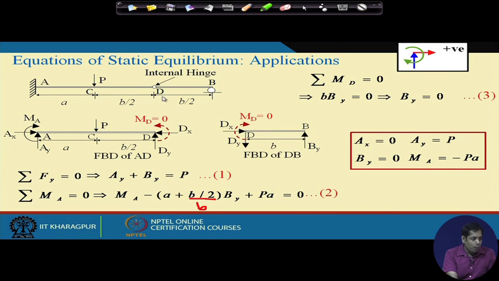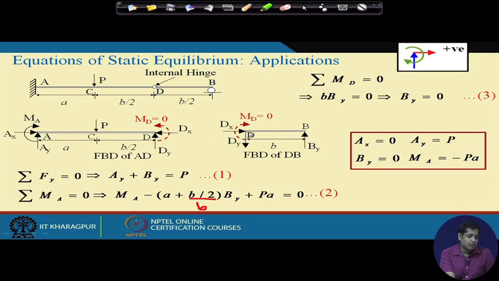Now what happens when we provide a hinge? When a hinge is provided in the same propped cantilever beam, essentially we have one more condition, and the one more condition is that at that hinge your moment is equal to 0, and this condition will give you an additional equation which will help you to solve 3 unknowns. Now your equations will be the 2 equations that we obtained in the previous example, plus one more equation obtained by enforcing the condition that moment at D is equal to 0.